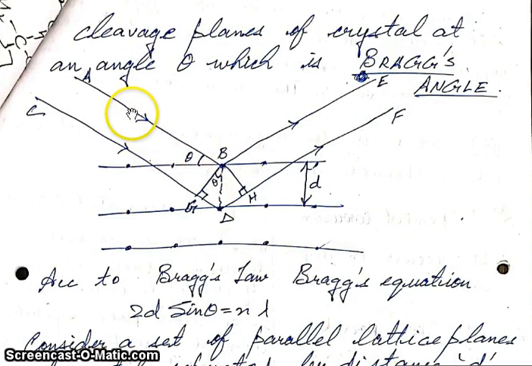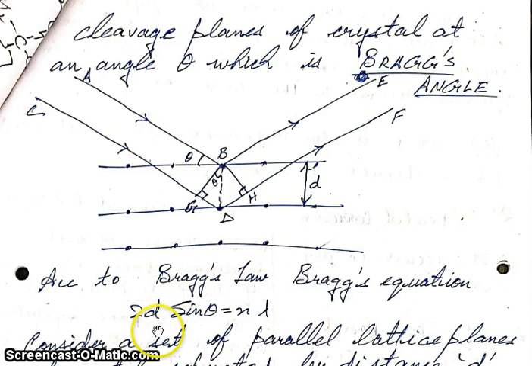After striking, it is reflected back. Again, another parallel beam of X-ray strikes another plane, and again it is reflected back. These are incident on the crystal at an angle theta, which is called Bragg's angle. So this is angle theta. Now according to Bragg's law, Bragg's equation is given by 2d sin theta equals n lambda.